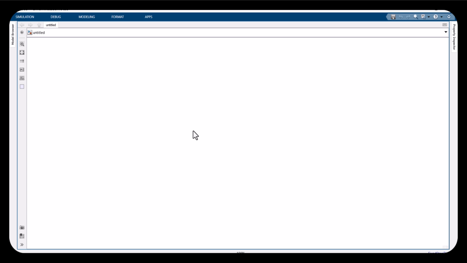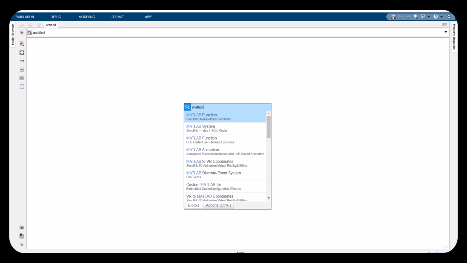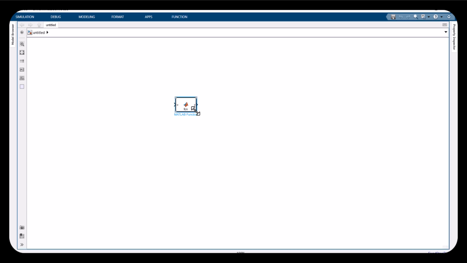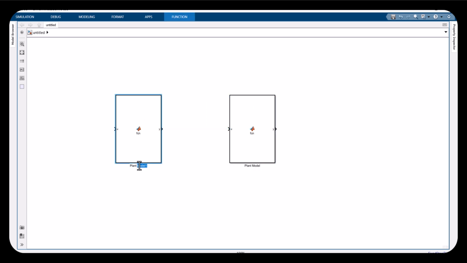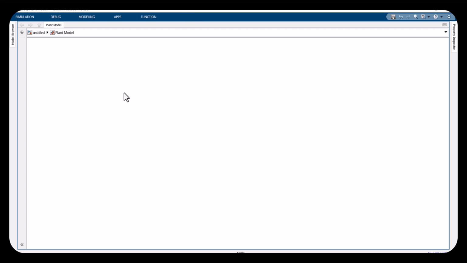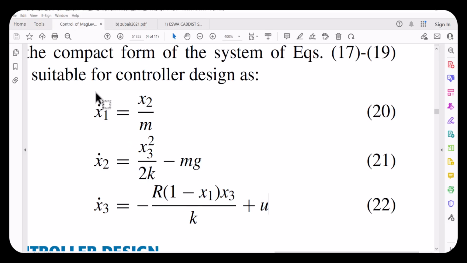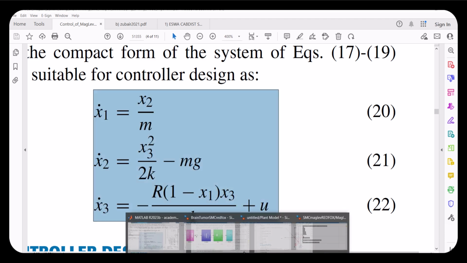Let's double click anywhere and write MATLAB function. Here is a MATLAB function block. I'll rename it to plant model. Then I'll hold the control button and drag it to create another one, and name it the controller part. Let's first work on this plant model. I'll double click, and I need to write the equations of this system in this model.